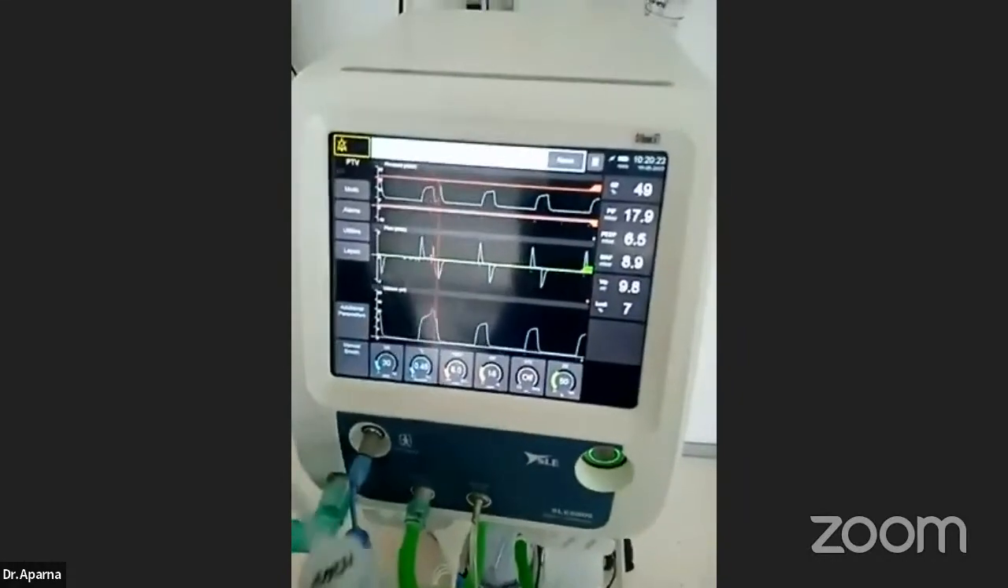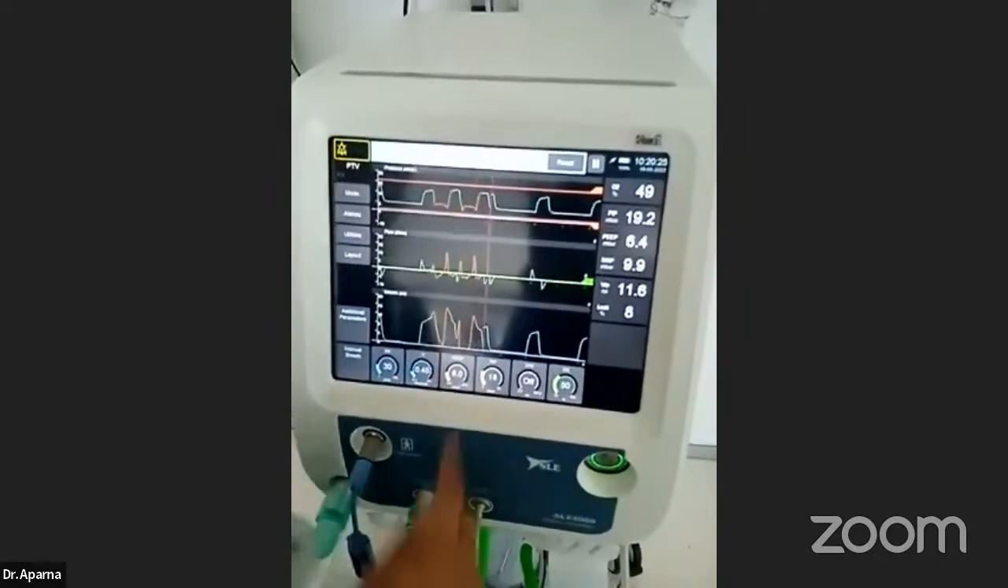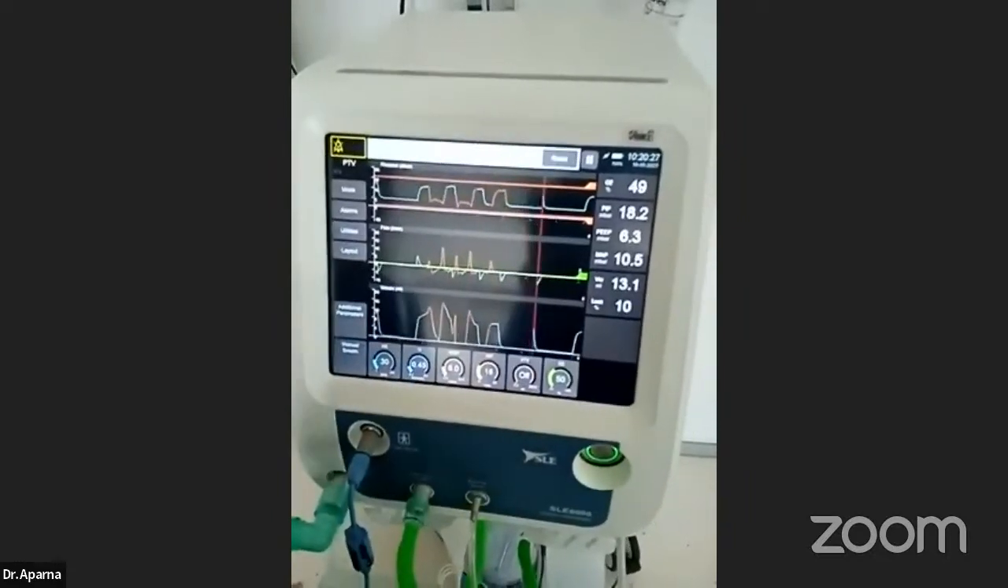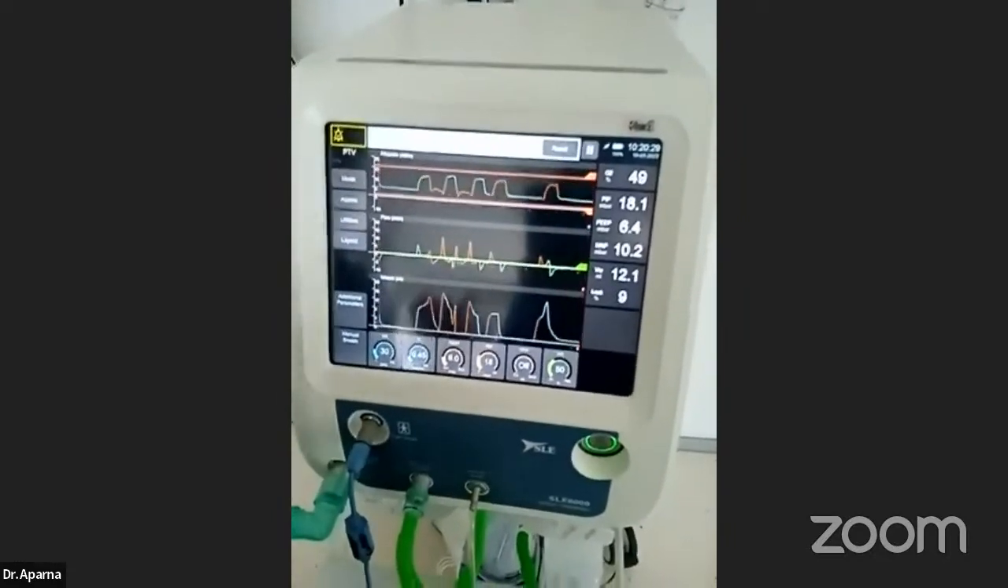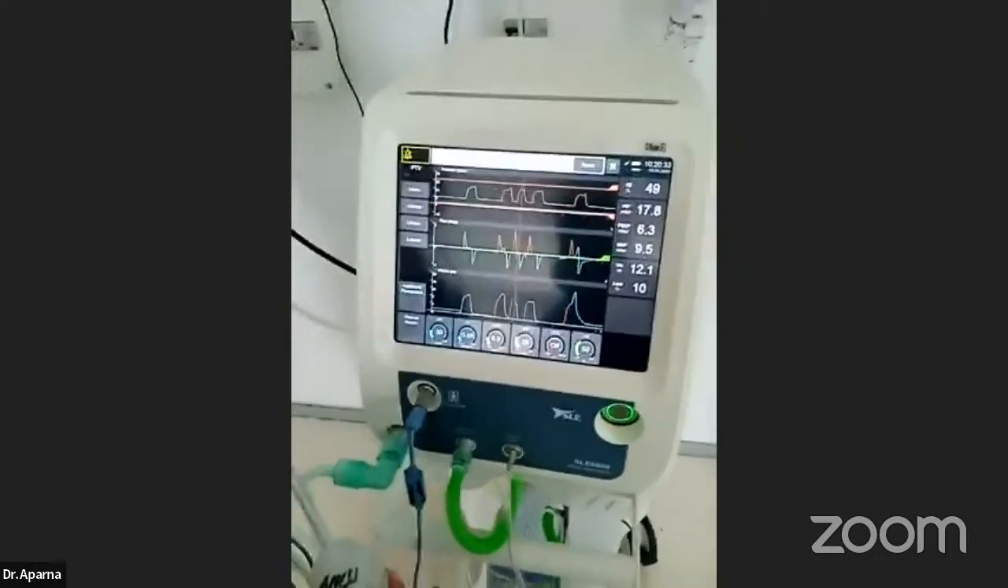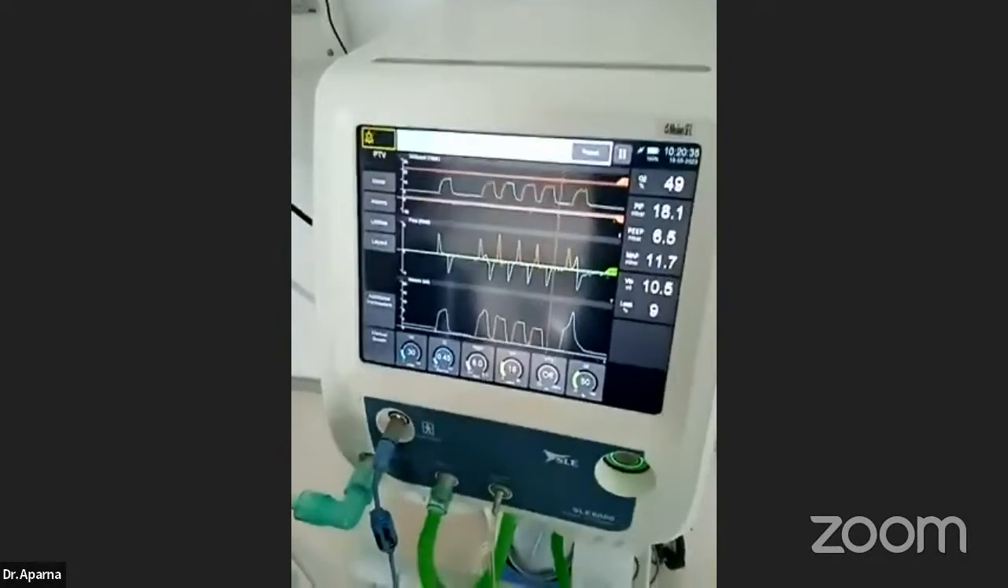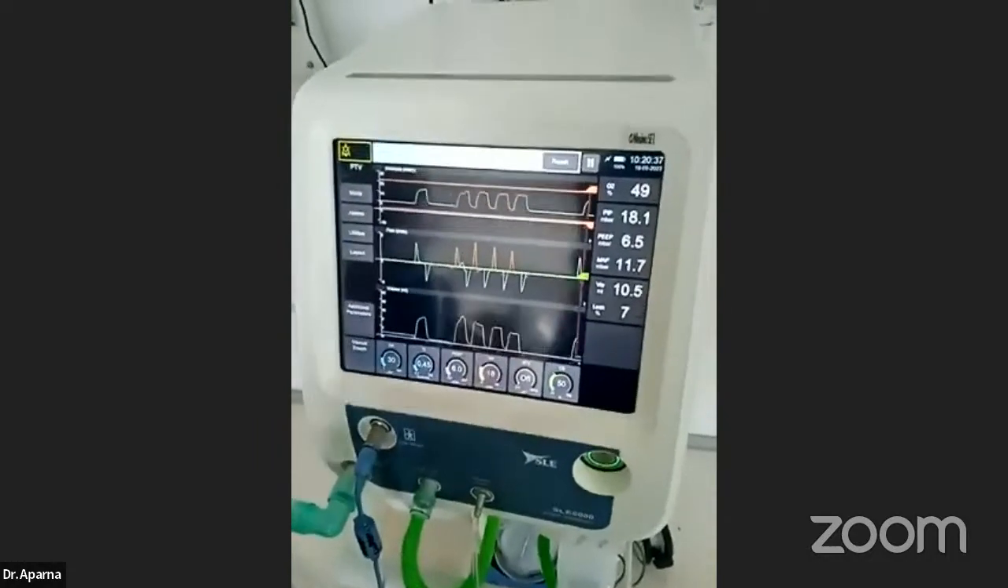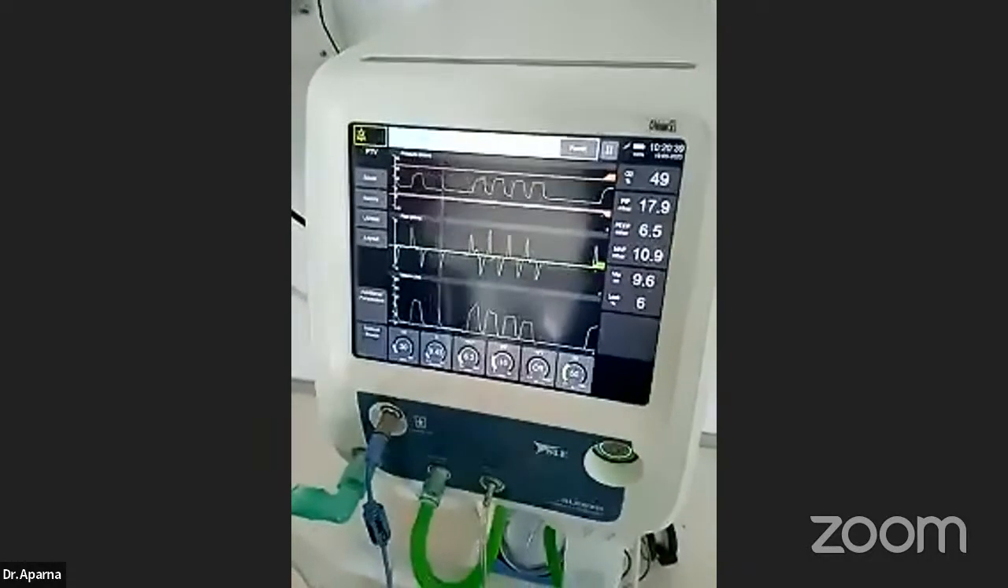Whenever the baby triggers breaths, these are represented by the orange line. So assist control, the difference from SIMV is that the rate control is given to the baby. Any number of rates that the baby wants to generate will be supported with the peak pressure, the PEEP, the I time and the FiO2 that are decided by us.